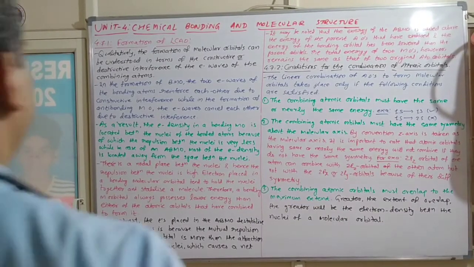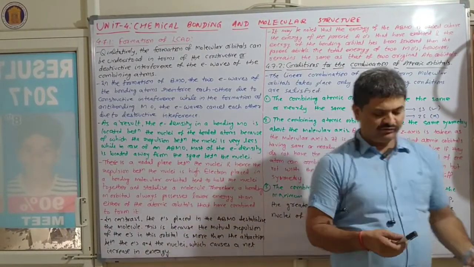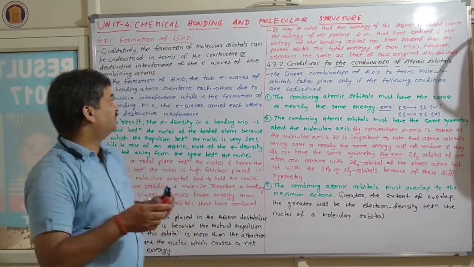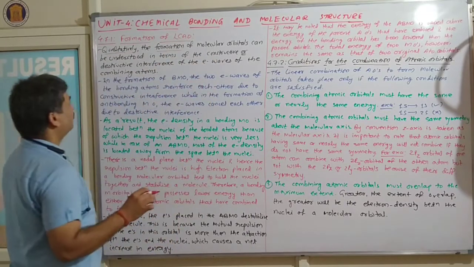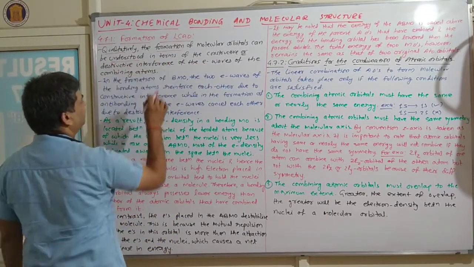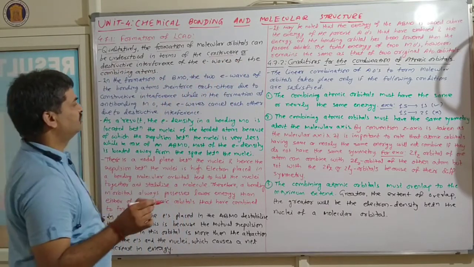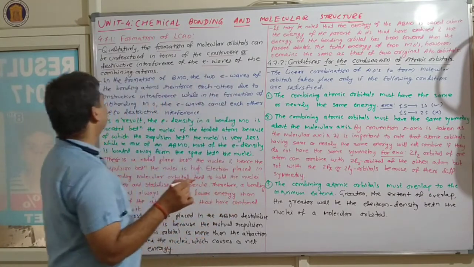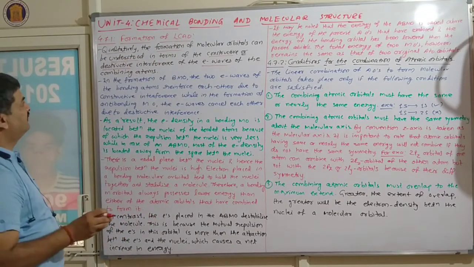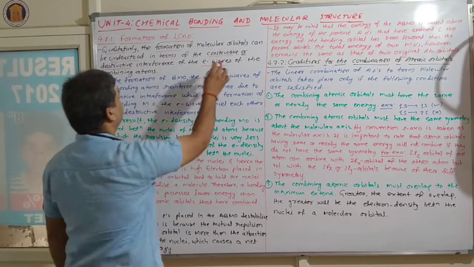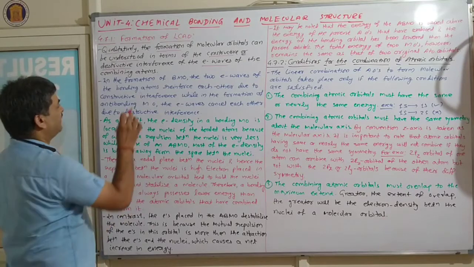Now in case of formation of LCAO, some portion remains. Qualitatively, the formation of molecular orbital can be understood in terms of constructive or destructive interference of the electron waves of the combining atoms.